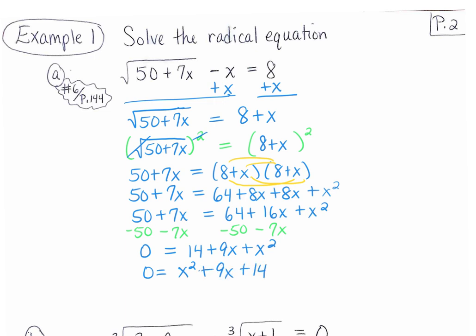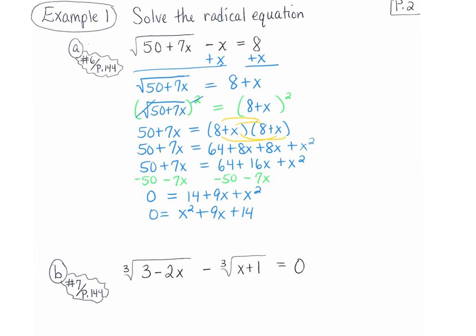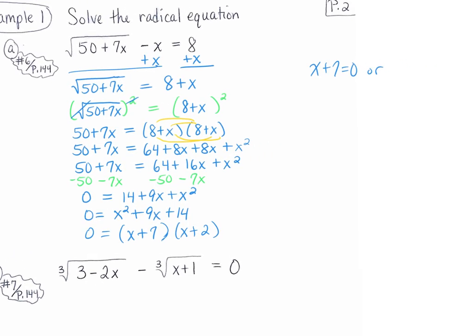Yes. And so now you can factor as what? 0 equals... x plus 7 times x plus 2. Good. So then that gives us x plus 7 equals 0, or x plus 2 equals 0, which means x equals what? x equals negative 7, and then x equals negative 2.